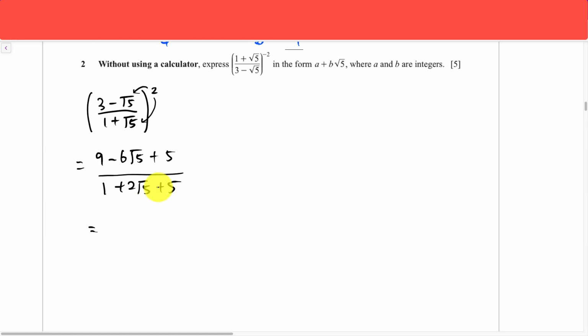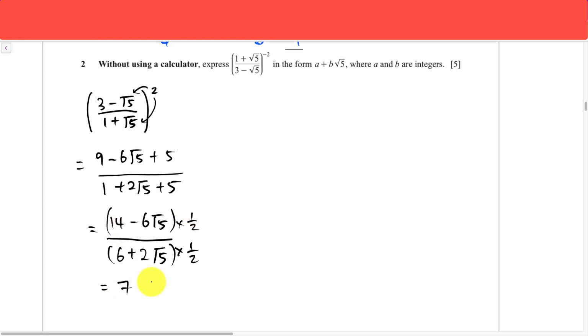Right, and when I expand this one, basically I will get 14 minus 6 sub 5. And then over this one is basically I will get 6 plus 2 sub 5. Alright, before I try to actually do the rationalize process, I will just simplify because both can divide by 2, right? So what I will do is I multiply half for both. So you just imagine I multiply half for this one, I get 7 minus 3 sub 5. And then I multiply half, I will get 3 plus sub 5.